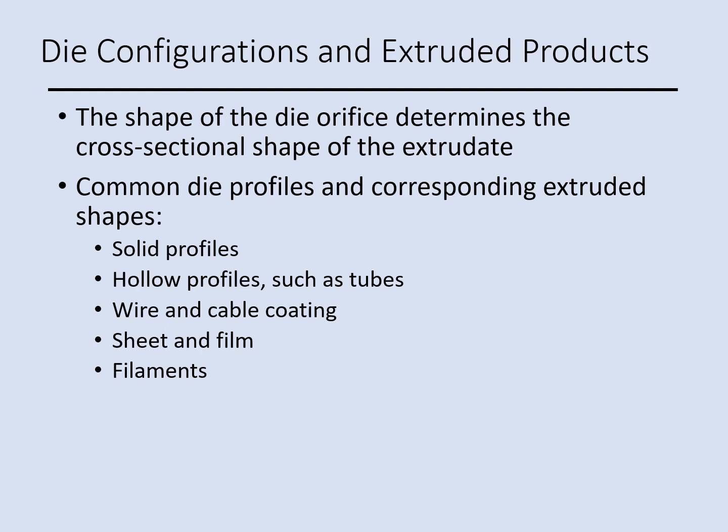As I mentioned before, the shape of the die orifice is important, because that is the component that determines the cross-sectional shape of the extrudate. And we have some common die orifices. For example, we have a solid profile. If we have a hollow profile, that can make tube. We have wire and cable coating. We have shaped die orifices for sheet and film, and there are some die orifices to produce filaments.